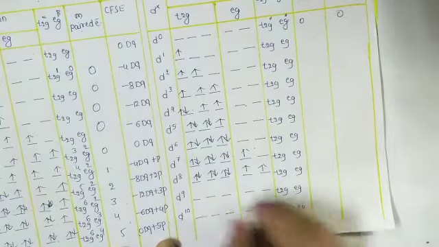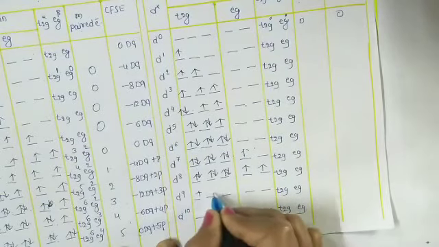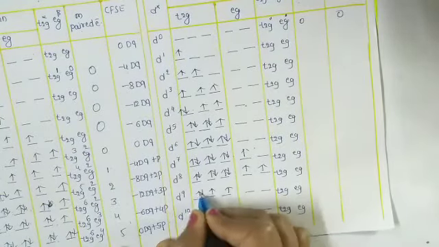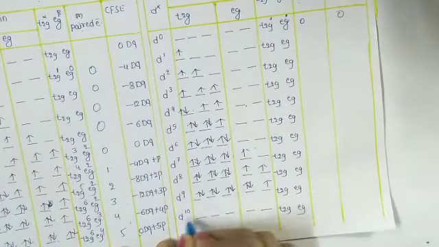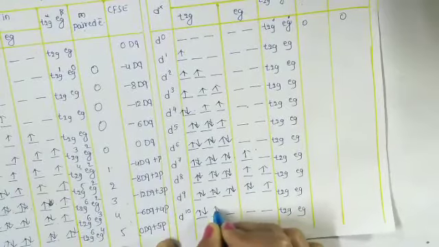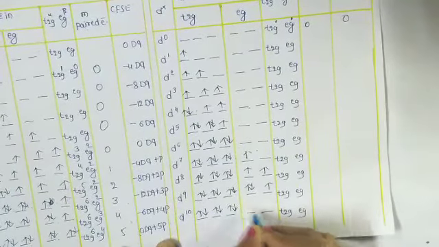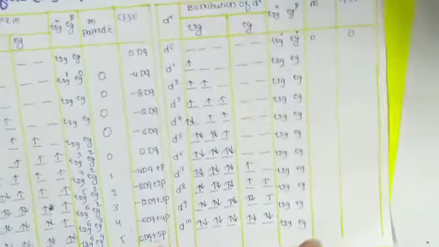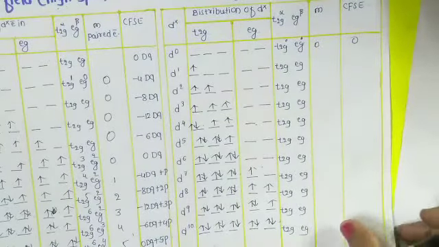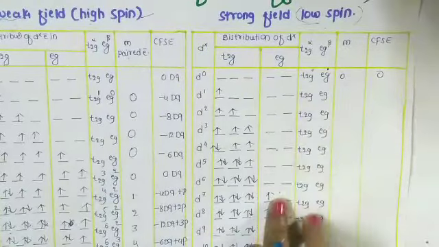Next one, 1 2 3 4 5 6 7 8 9, 1 2 3 4 5 6 7 8 9 10. Directly I write like this. Okay, so now this is about the low spin.